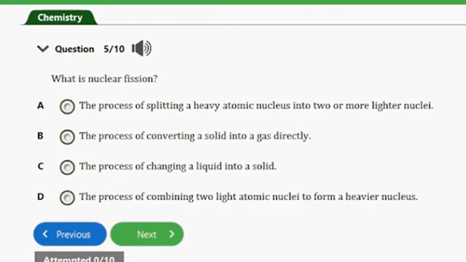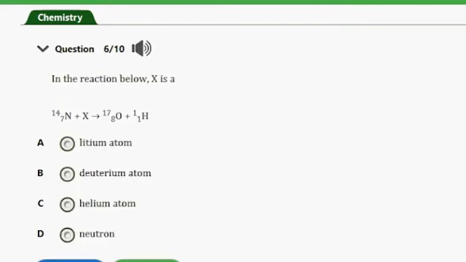B, the process of converting a solid into a gas directly. C, the process of changing a liquid into a solid. D, the process of combining 2 light atomic nuclei to form a heavier nucleus. So guys, the correct answer to this question is option A here, and that's the process of splitting a heavy atomic nucleus into 2 or more light nuclei. So let's consider the next question.